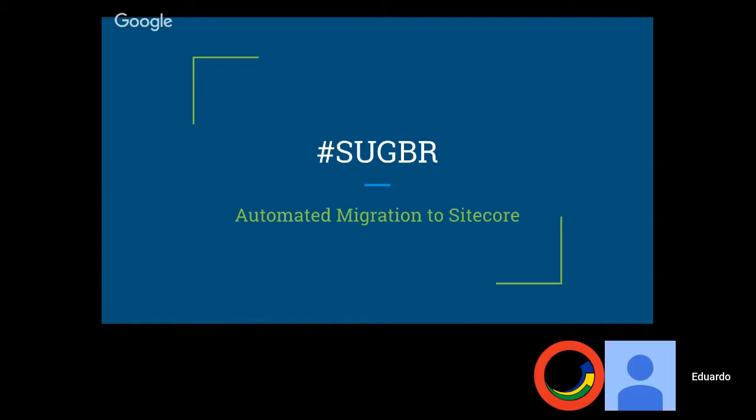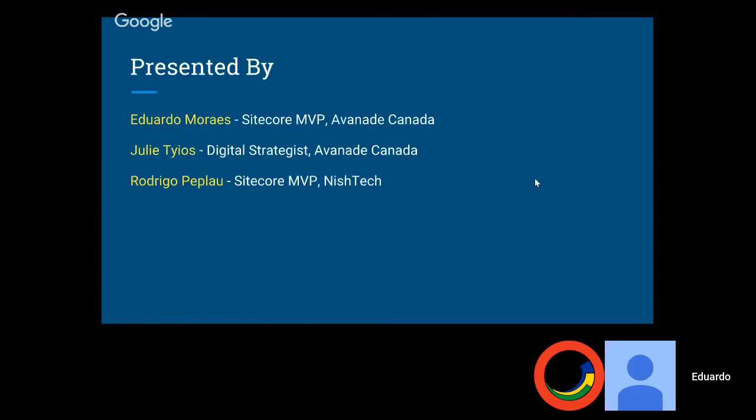Our topic today is on automated migration to Sitecore, and we'll be covering some challenges and some tactics that I have used, our team has used and worked with to automate as much as possible the content migration process. As we're going to see, there are a few challenges and things that we need to consider before moving ahead and putting any effort on the implementation of automated migration scripts. So let me go to the next slide.